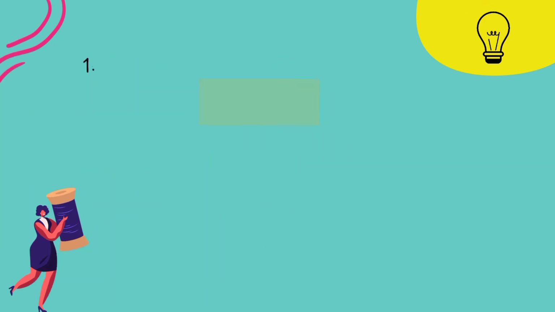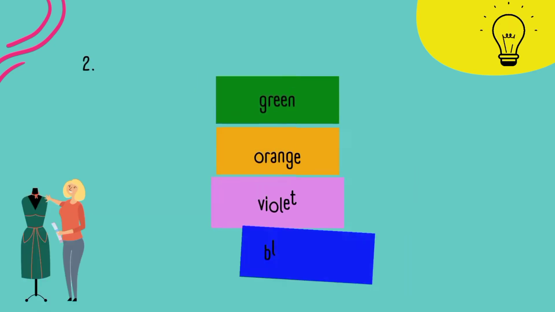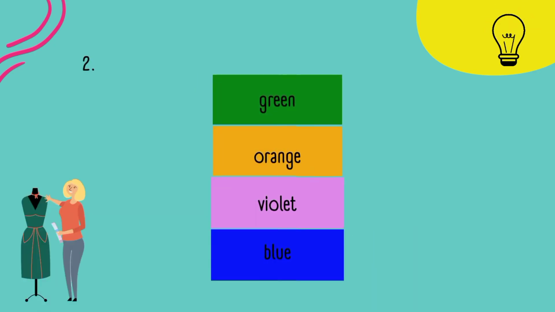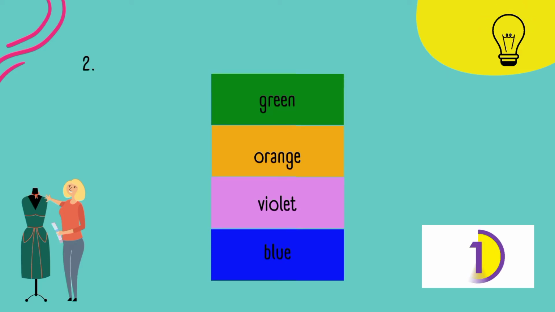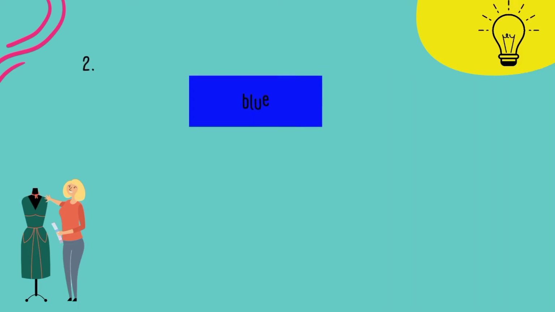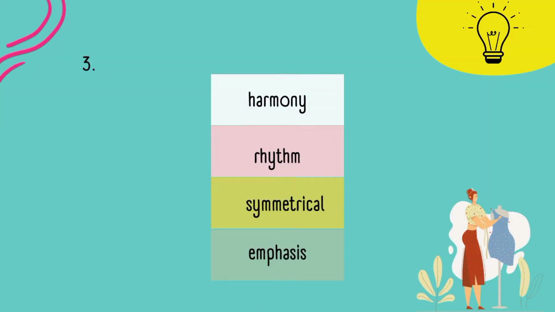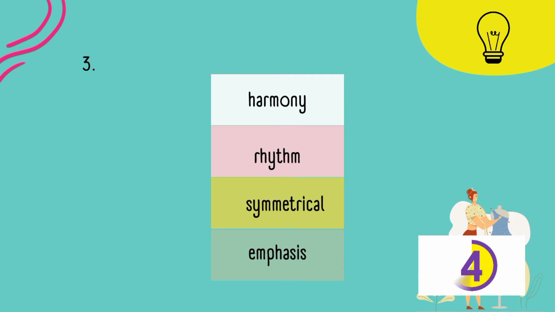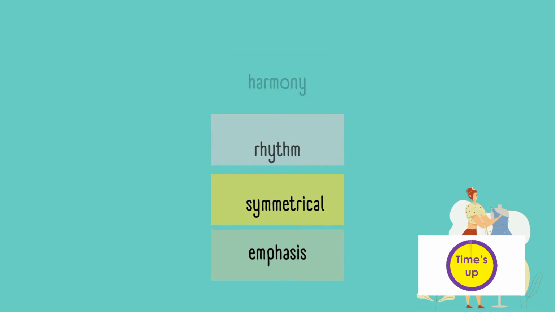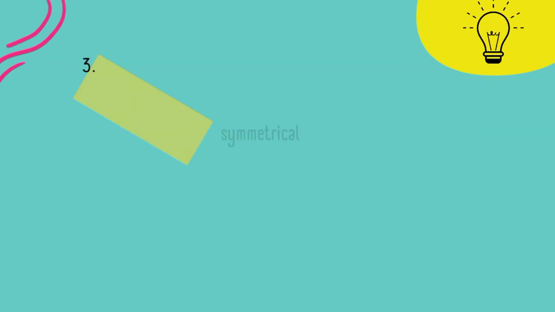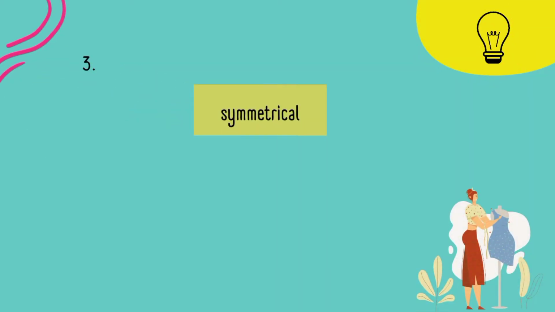The correct answer is orange. Number 2. Green, orange, violet, blue. The correct answer is blue. Number 3. Harmony, rhythm, symmetrical, emphasis. The correct answer is symmetrical. Number 4.